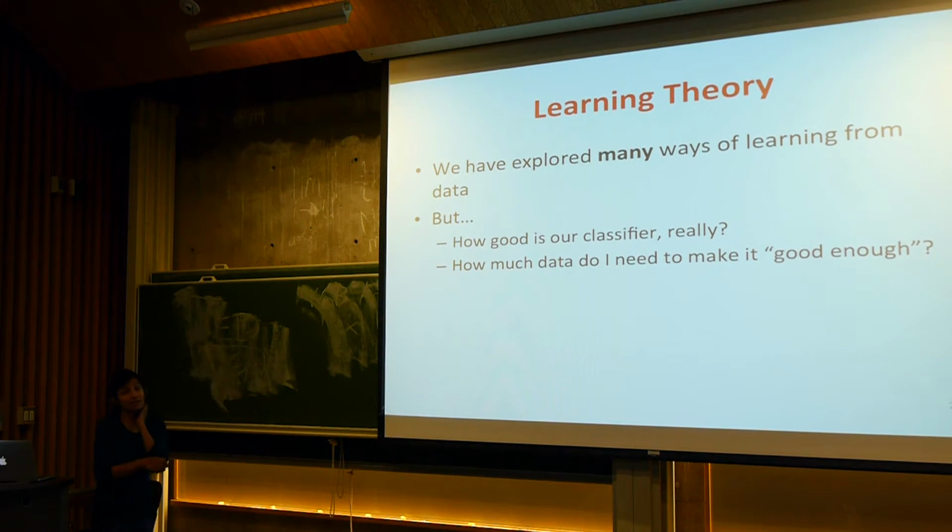Okay, so we have seen many ways of learning from data, and today we are going to talk about how good is our classifier, and in particular, how does the performance of a classifier depend on the size of the data set that you give to the classifier. As you take more and more training data points, you expect your classifier to perform better. Can we formalize that relationship between the number of samples and the error that you can achieve using a classifier? And what can we say about the bias variance trade-off?